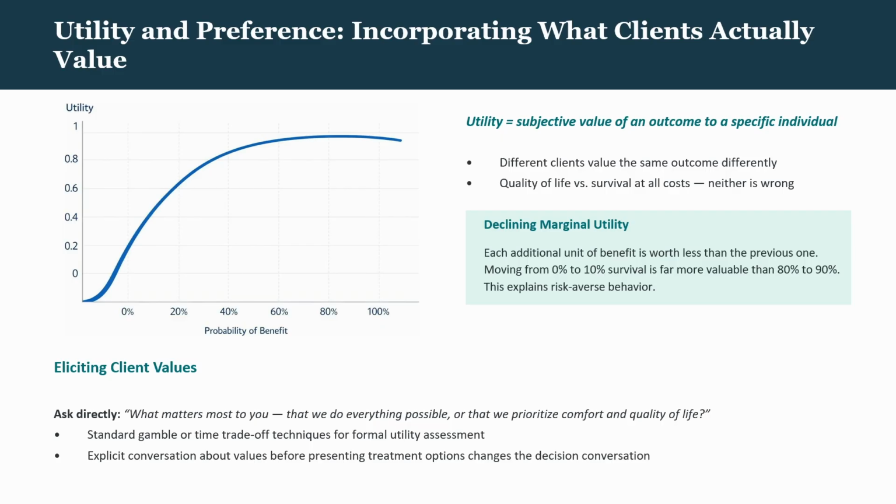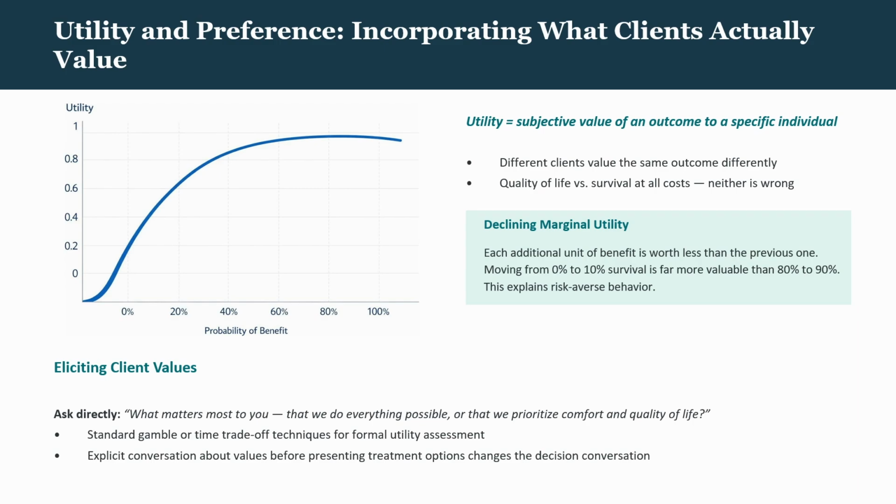But in clinical practice, values are not fixed, objective, or universal. They're personal, contextual, and often unstated, which is why eliciting them explicitly is one of the highest value clinical communication skills. Utility theory provides the formal framework for quantifying subjective preferences.